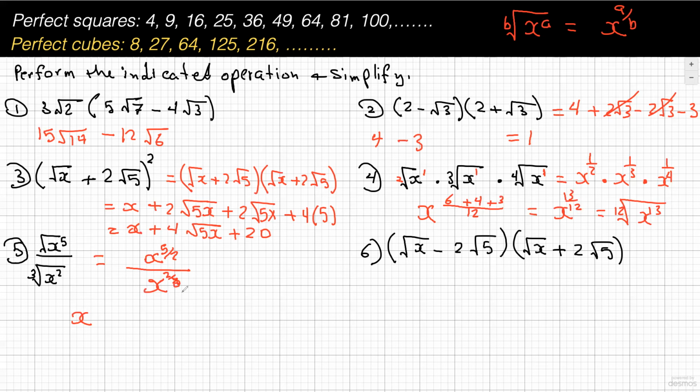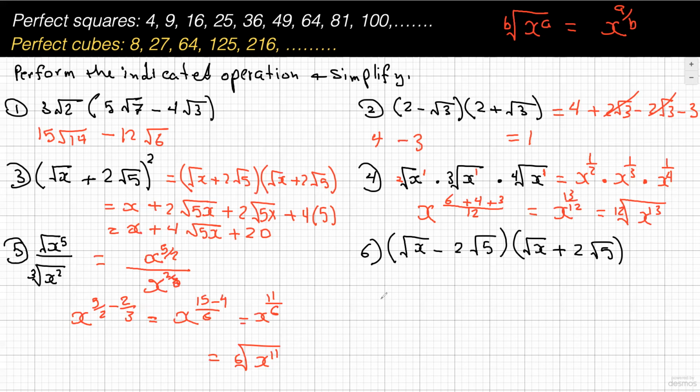We subtract. So basically we have x to the 5/2 minus 2/3, because that's what the exponents are, which gives me x. The common denominator is 6. 6 divided by 2 is 3. 3 times 5 is 15. Minus 6 divided by 3 is 2. 2 times 2 is 4. And that will give me x to the 11/6, or if you want to write it in radical form, it will be the 6th root of x to the 11.